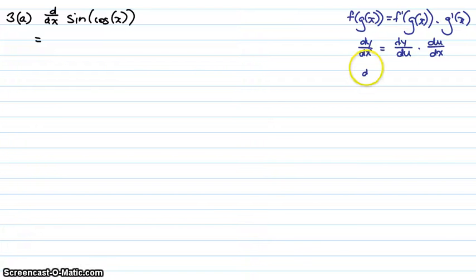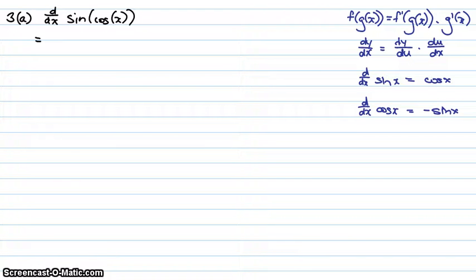The second thing that we need to know is how to differentiate sine, and that is it becomes cosine. And we also need to know how to differentiate cosine, and that is it becomes negative sine. So with all of this information, I'm ready to differentiate this one. How do I do it?